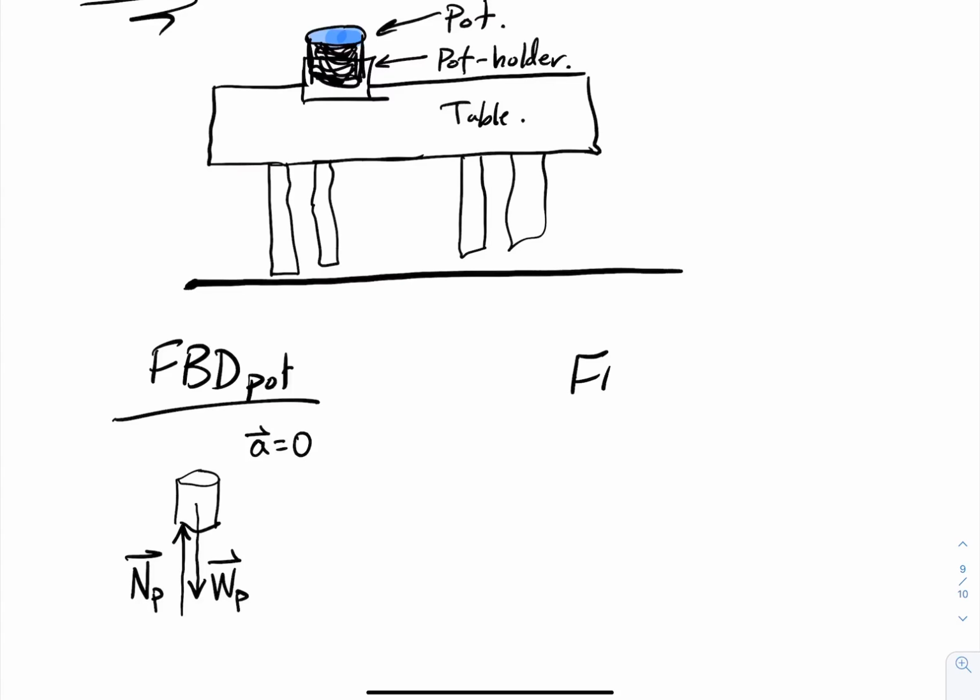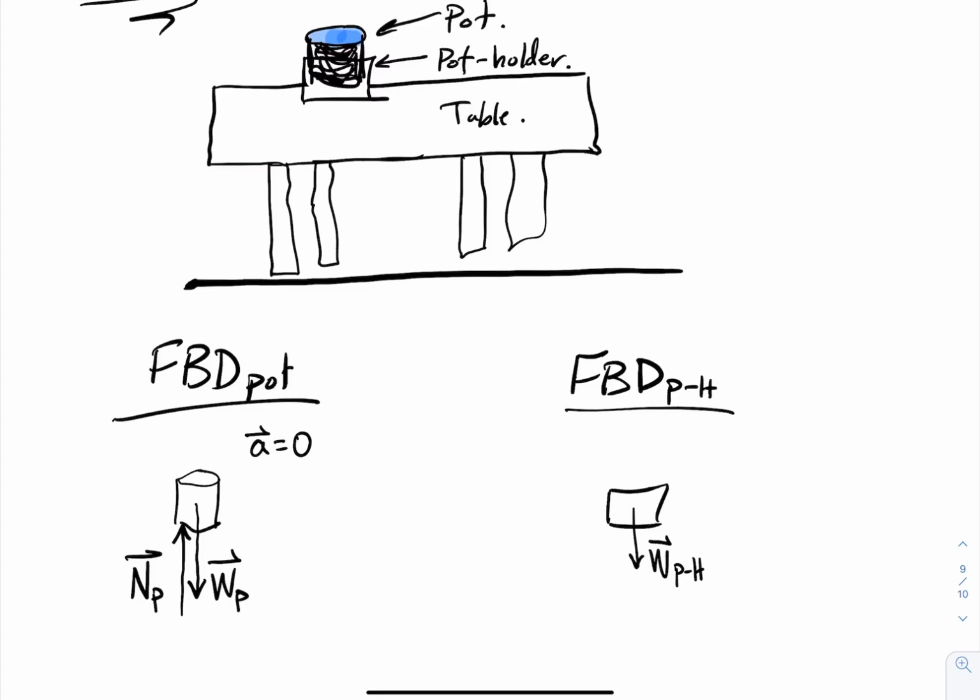Next, we could do a free body diagram of the pot holder. The pot holder is right here. So the forces acting on the pot holder, well, of course, it has a weight. The pot holder has a weight, PH for pot holder. What else is interacting or touching the pot holder?